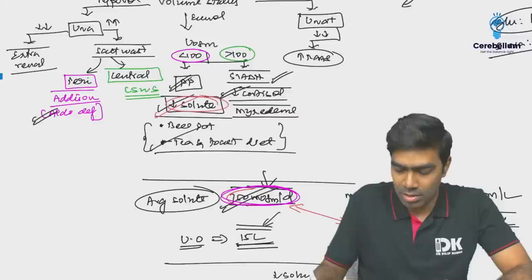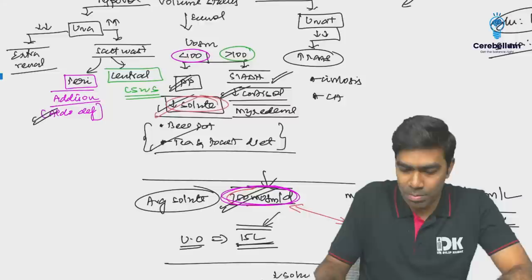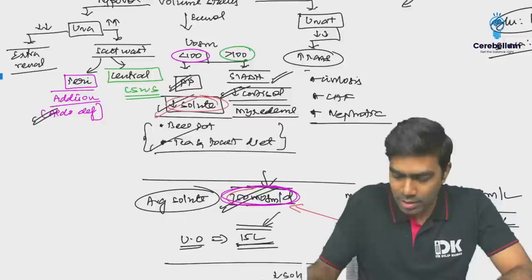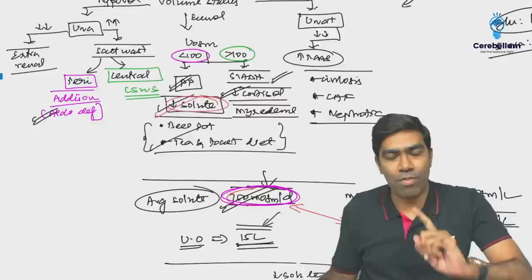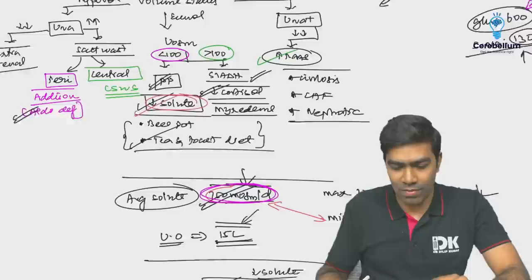Cirrhosis, number one. Congestive heart failure, number two. And nephrotic syndrome. Cirrhosis, congestive cardiac failure, nephrotic syndrome. Classic RAS activated states. Even when they wake you up and ask you, you should say this, even in sleep.